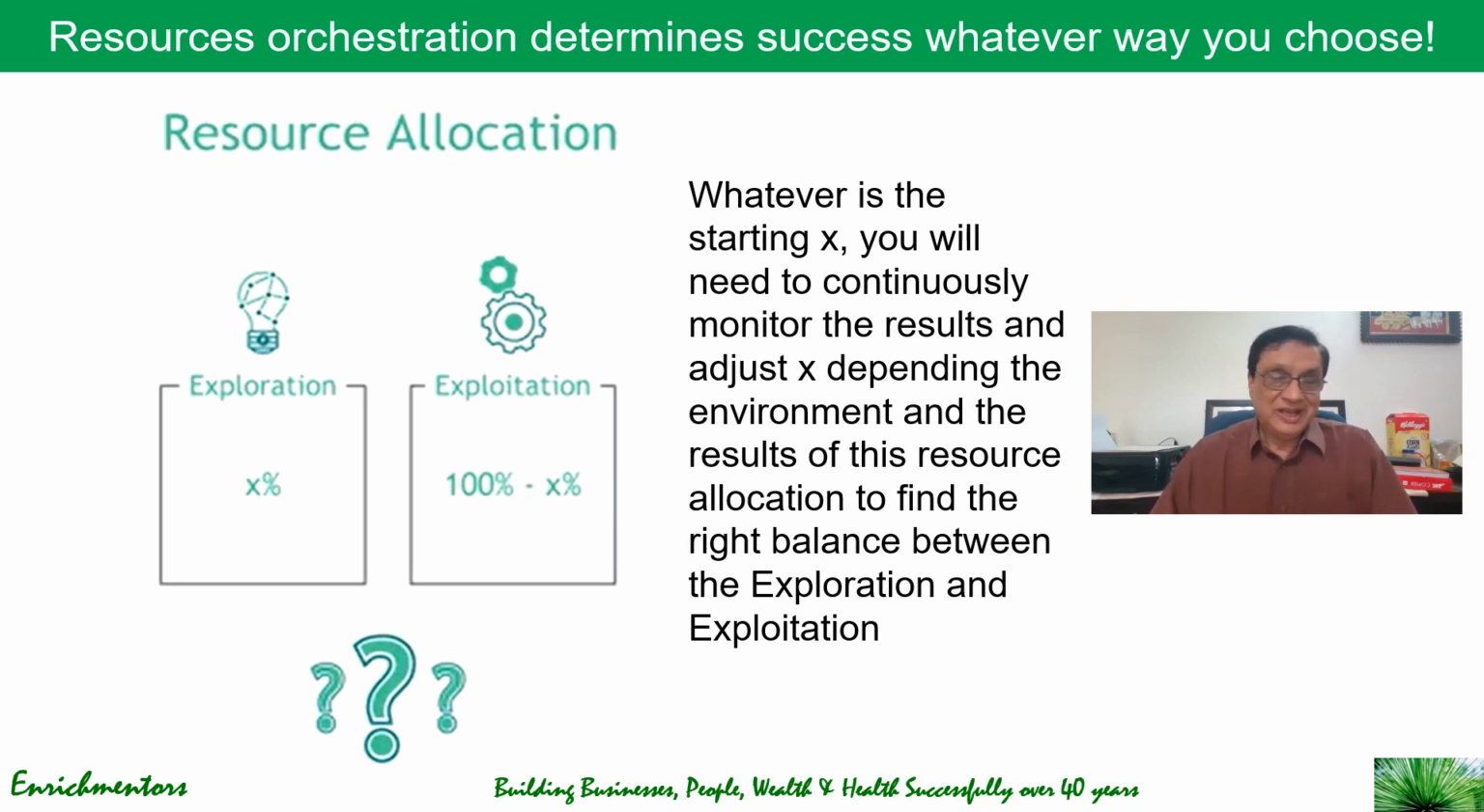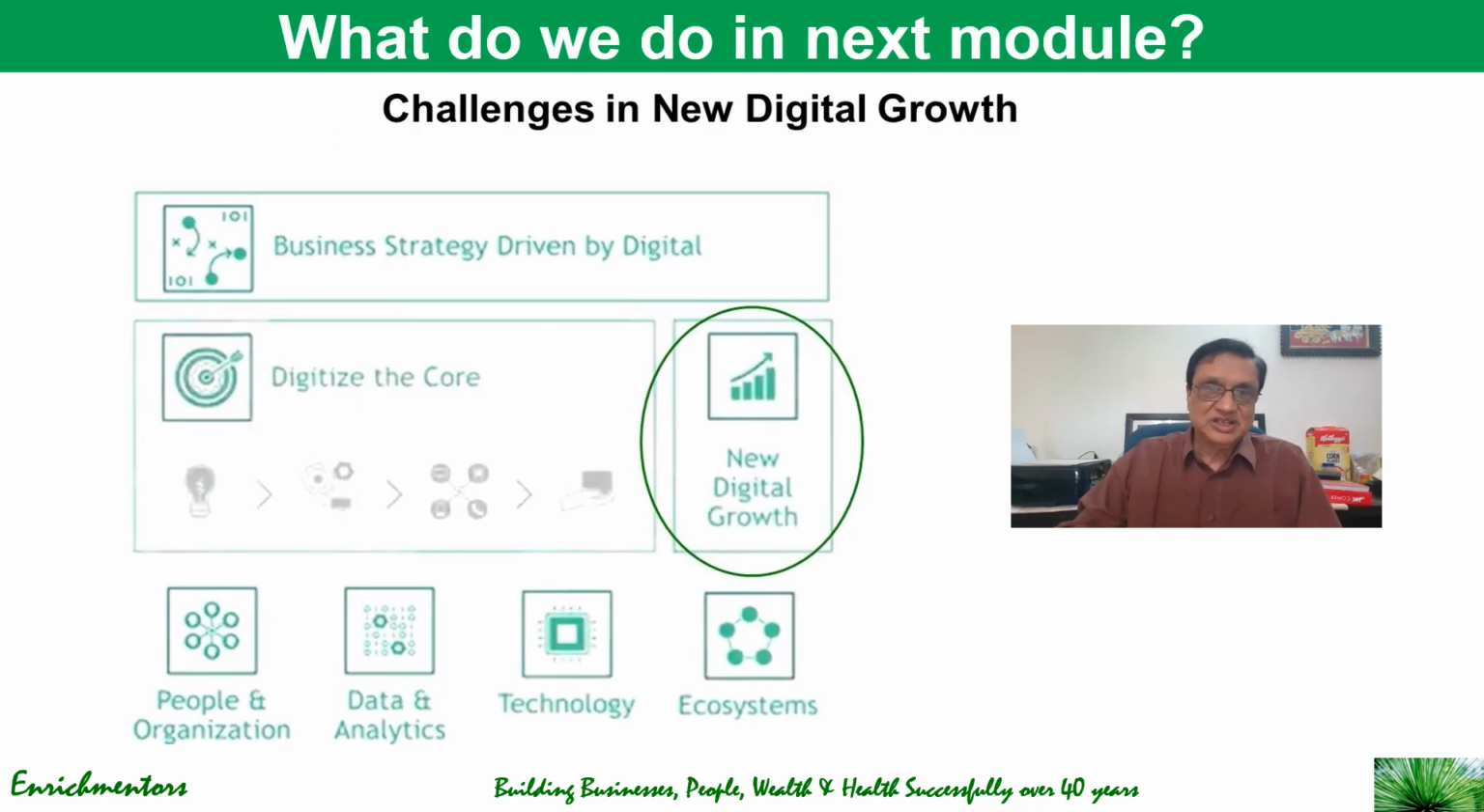Like in the case of 3M, in the first stage they must have put some money in exploration, but that didn't result in the kind of results that they wanted. And the environment offered a lot more opportunity. So in the second phase, they shifted. They must have put more resource allocation into the exploration phase, and that made the results happen. So resource orchestration is critical to achieve success.